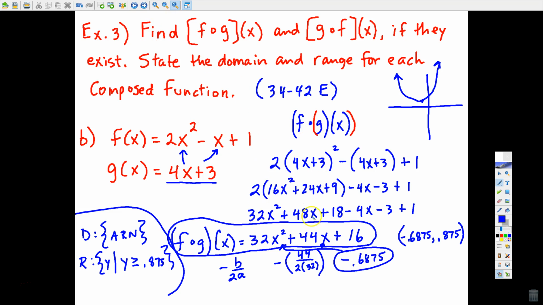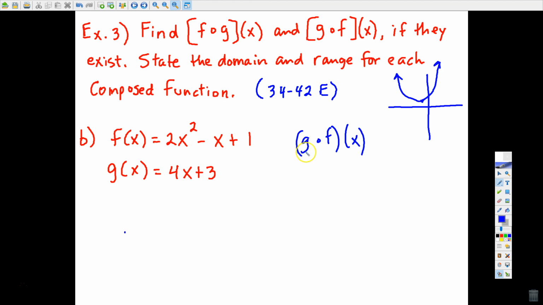Okay, I need more space, so I'm just going to erase this, and then we'll work on the g of f of x. So we got half of our answer. Now let's get the other part. Okay, so for the composite g of f of x, now we're going to take the f function and use this whole function as an input into the g function. Okay, so it's going to look like this.